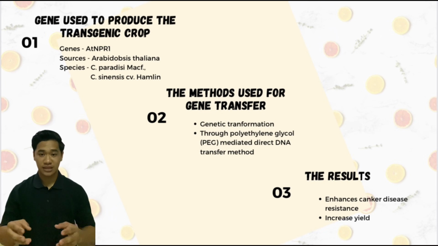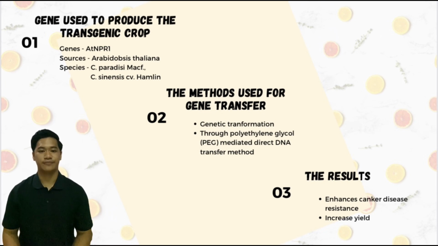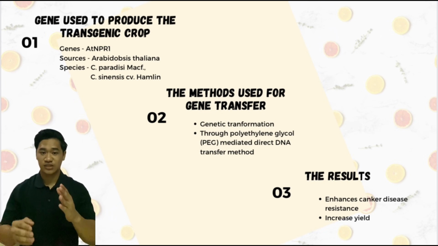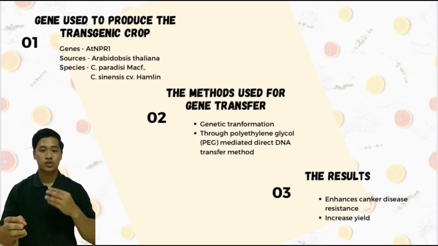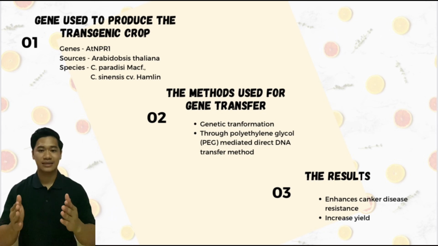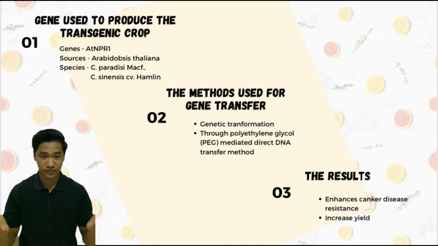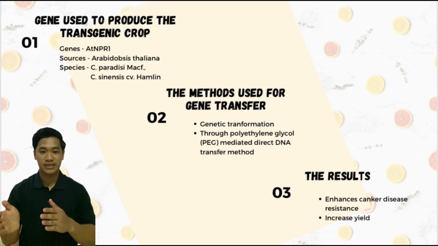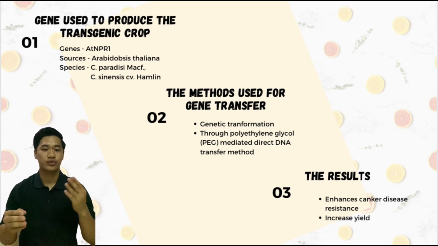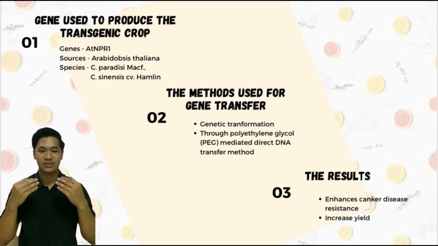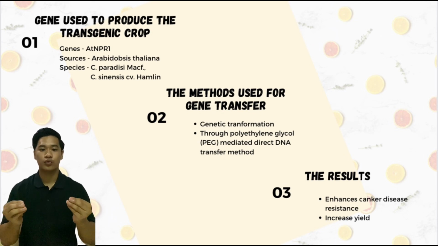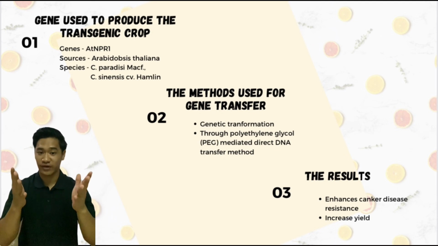And then the method used for gene transfer. First, the genetic transformation. We use polyethylene glycol, which is PEG, to mediate direct DNA transfer. For the result, the genes that we use can increase fruit yield, improve postharvest shelf life, reduce generation time, and produce fruit with the highest nutrition value.